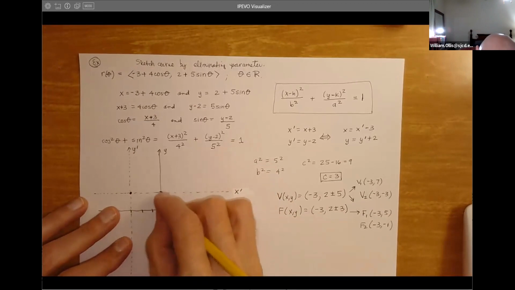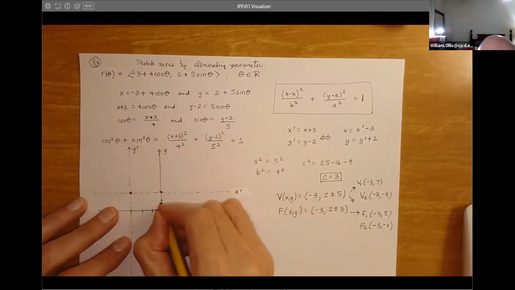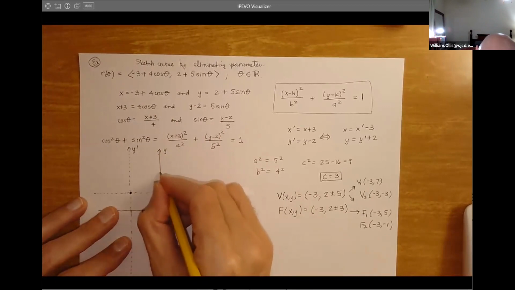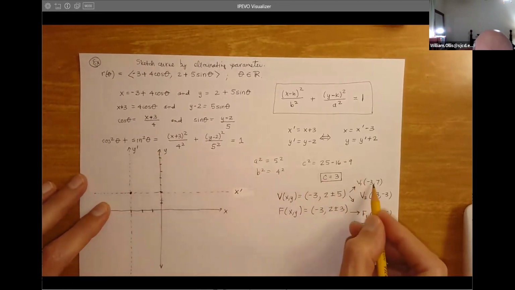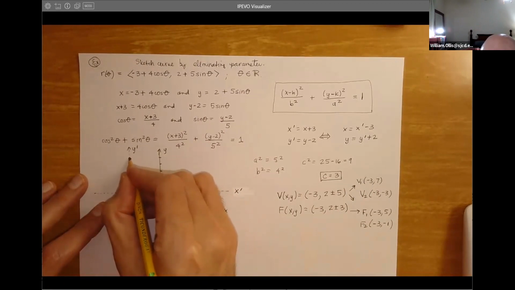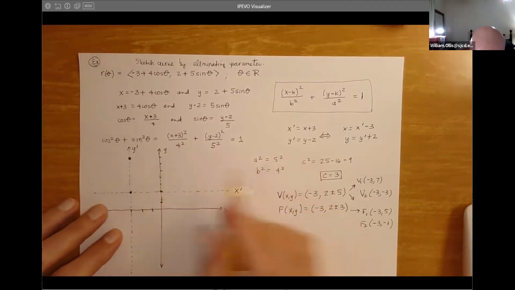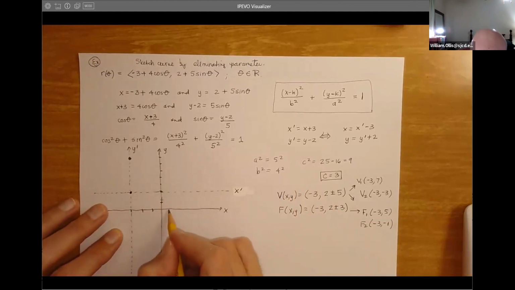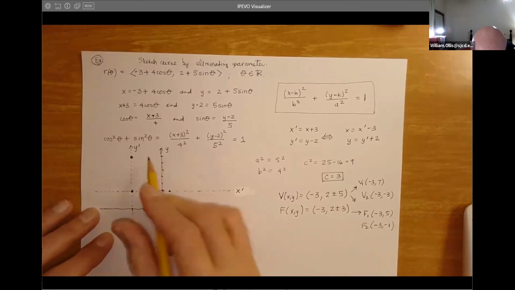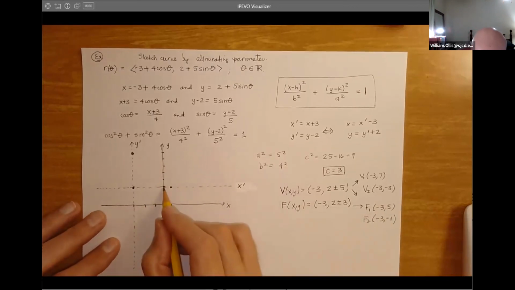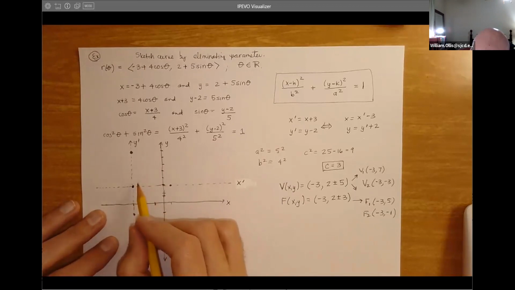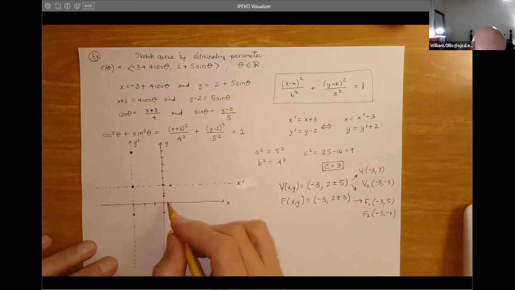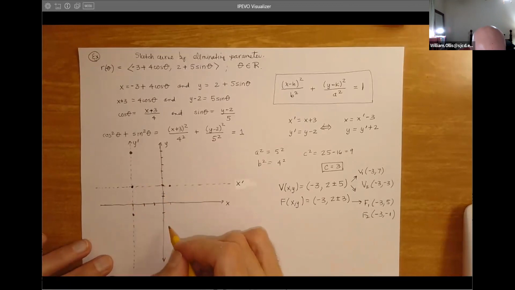So 1, 2, let's see. Horrible scale here. I should not be so sloppy. 1, 2, 3, 4, 5, 6, 7. Make it a little bit smaller there. Sorry. So now we've got negative 3, 7. And then we've got the 4 for B. 1, 2, 3, 4. And then, of course, now we've got negative 3, 3. So 1, 2, 3, 4. Let's see. My scale is kind of lousy here, but we'll work with it.